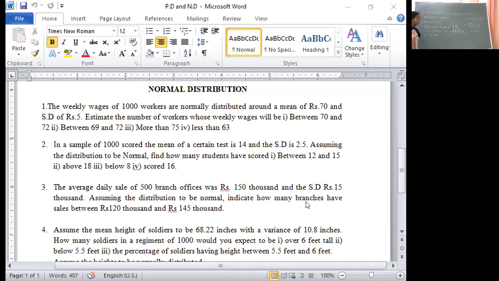This is equivalent to 0.0082. We need to find out the number of students scoring marks below 8. That is f of x less than 8 is equal to n into p of x less than 8. That is 1000 into 0.0082. We will get 8.2. If you multiply it with 1000, then approximately 8 students. Number of students scoring marks below 8 is 8 students.